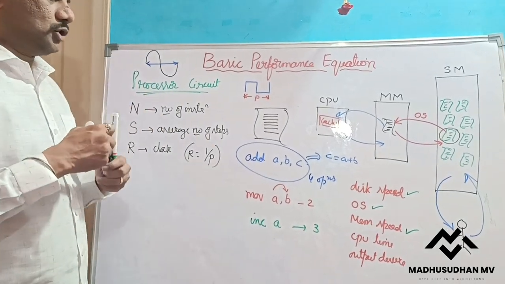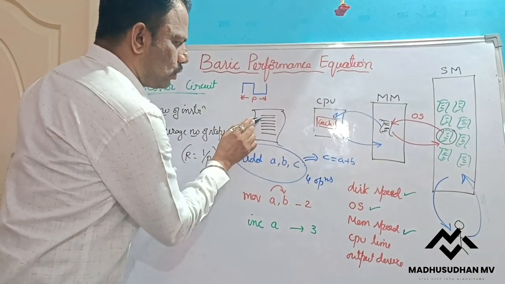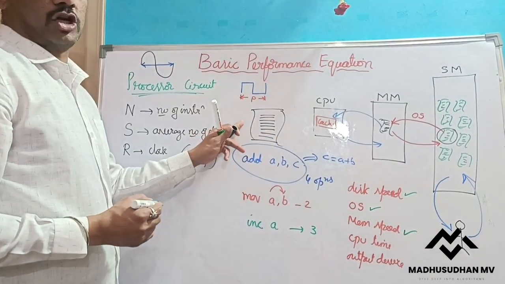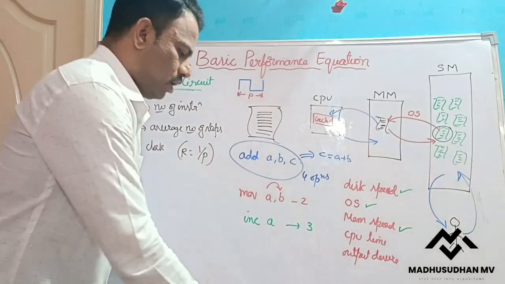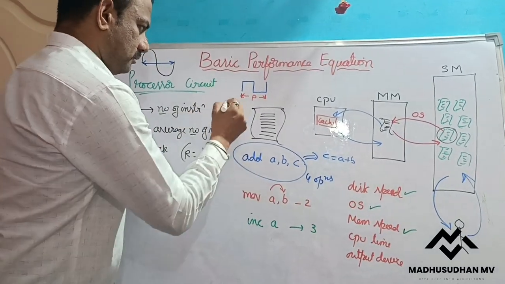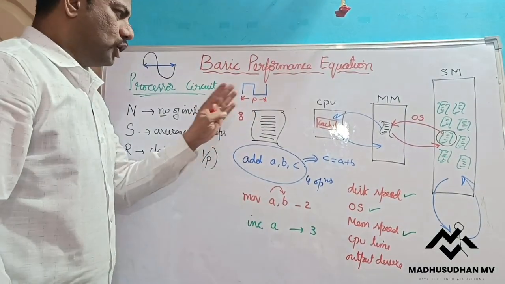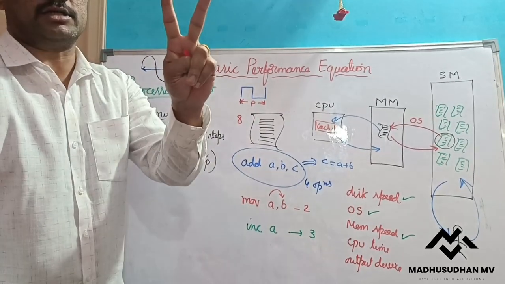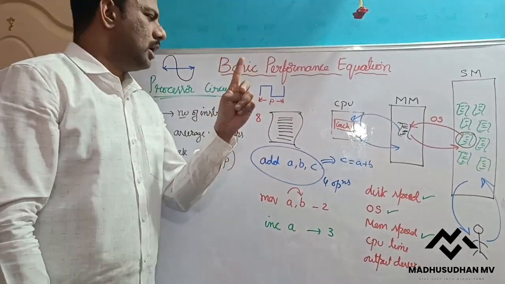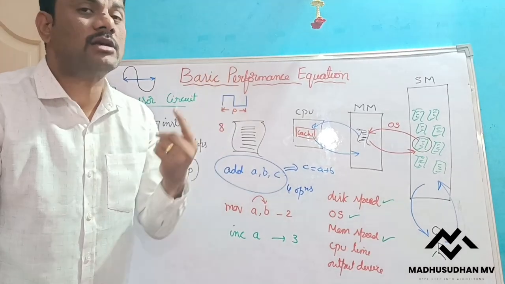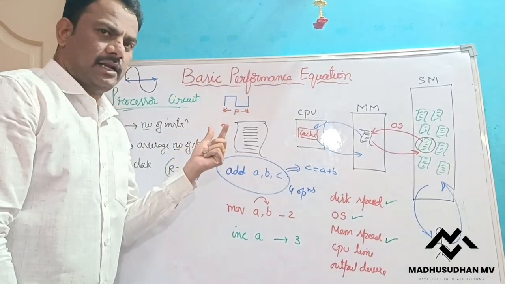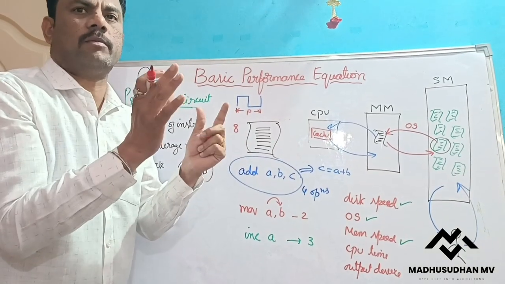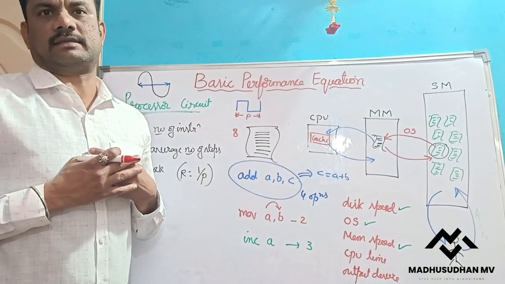Now, suppose I have done some statements: 1, 2, 3, 4, 5, 6, 7. Let us take one more, 8. There are 8 instructions. Assume on an average, every instruction has 2 operations. So totally how many clock cycles do we need? 8 instructions, each with 2 operations, 8 into 2, 16 operations. So I need 16 clock cycles.